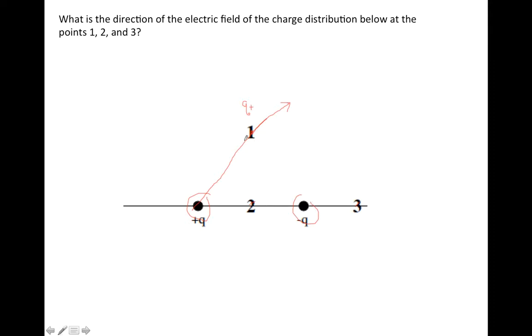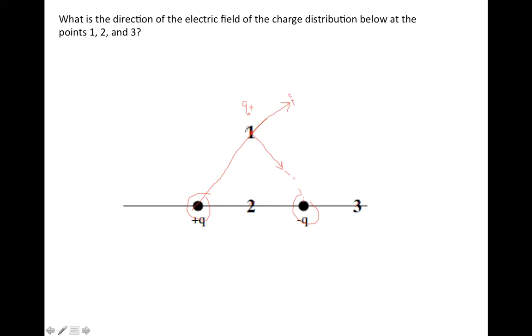Now the same thing for these two guys. If I wanted to calculate the electric field at point 1, then the direction will be this way, along the line connecting these two guys. Okay, and then it will be directed. So let's call this E plus or E positive, and the other one is E negative.